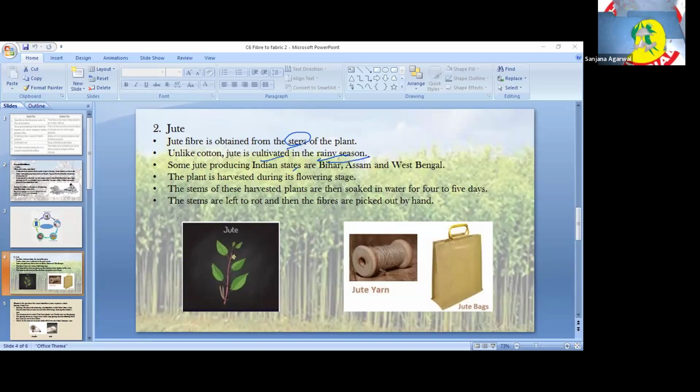Jute is the stem part of the plant. Unlike cotton, it is cultivated in the rainy season. What type of season or climate is required by cotton to grow?